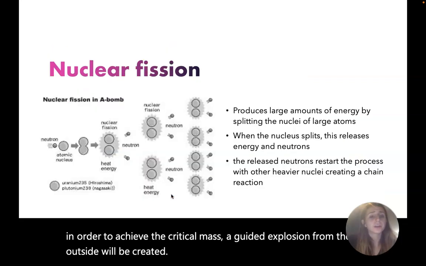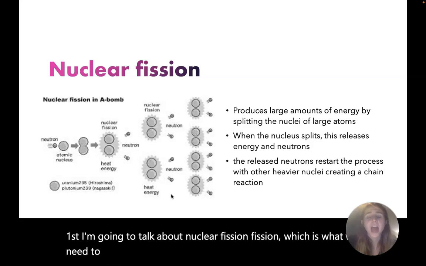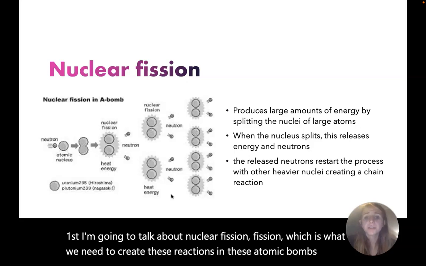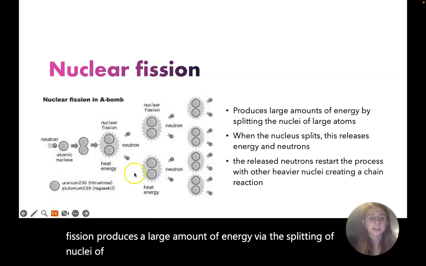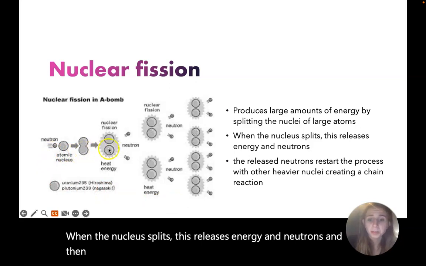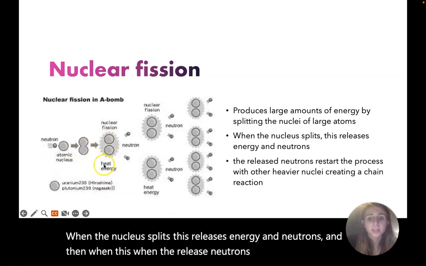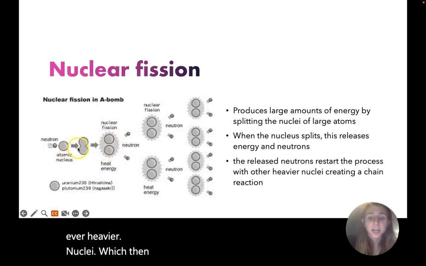First, I'm going to talk about nuclear fission, which is what we need to create these reactions in these atomic bombs. Nuclear fission produces a large amount of energy via the splitting of nuclei of large atoms. There's a little visual aid here to the left. When the nucleus splits, this releases energy and neutrons. Then the released neutrons restart the process with ever heavier nuclei, which then creates a chain reaction.